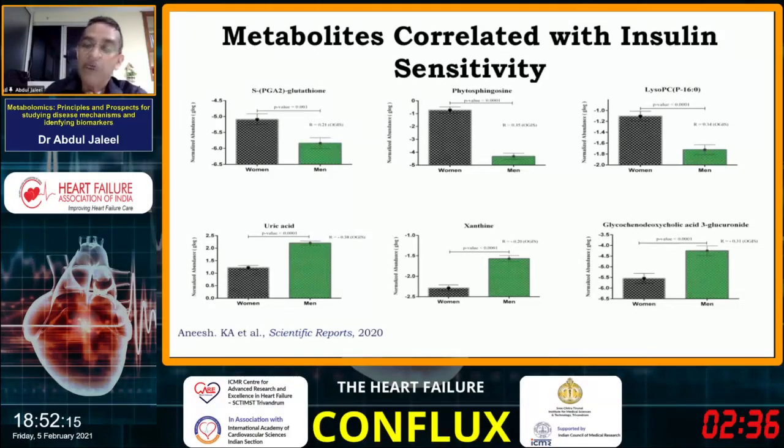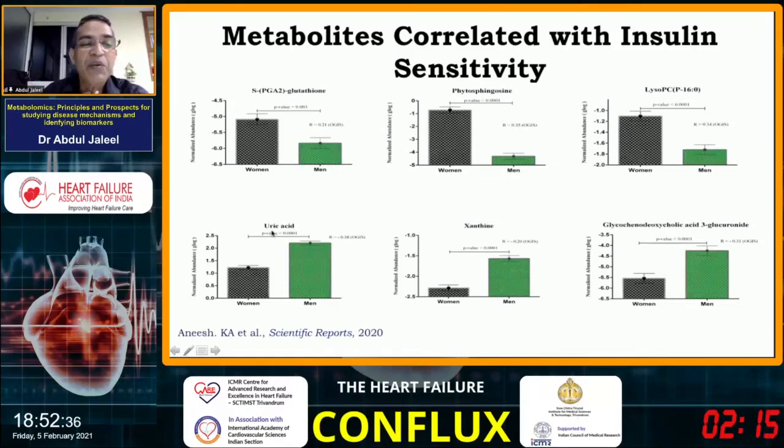In the same study, we have found that the metabolites are different for sex. There is a sex difference in the metabolites. For example, glutathione, phytosphingosine, lysoPE, etc. They are considered good metabolites, which are related to insulin sensitivity. They are at a much higher level in women, and they are at a lower level in men.